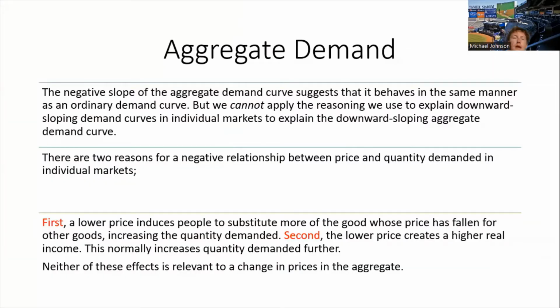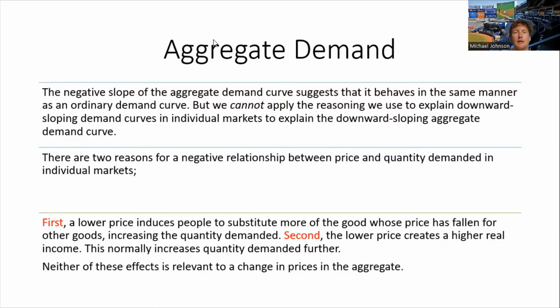The negative slope of the aggregate demand curve shows that it behaves in the same manner as an ordinary demand curve, but it's a bit different. There are two reasons for a negative relationship between price and quantity demanded in individual markets. A lower price allows people to buy more of the product because it's cheaper. And a lower price makes a higher real income.